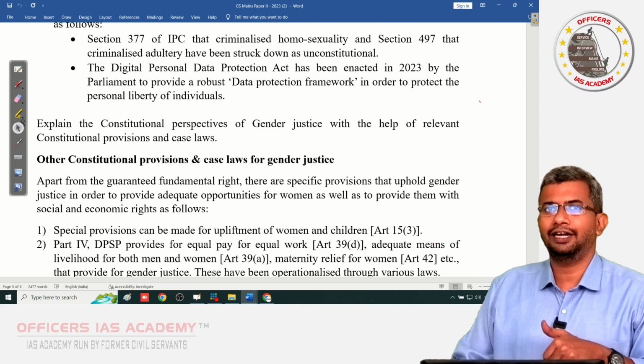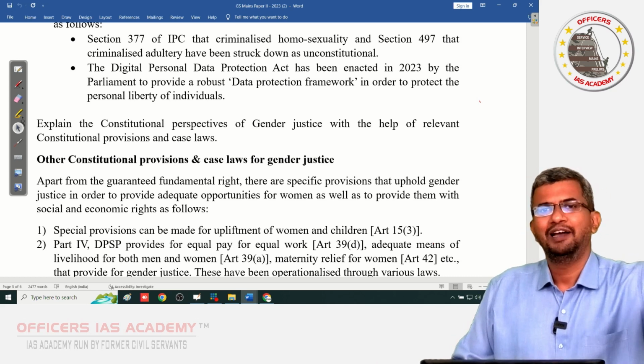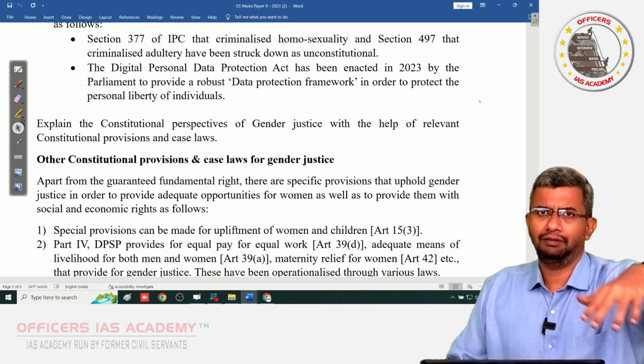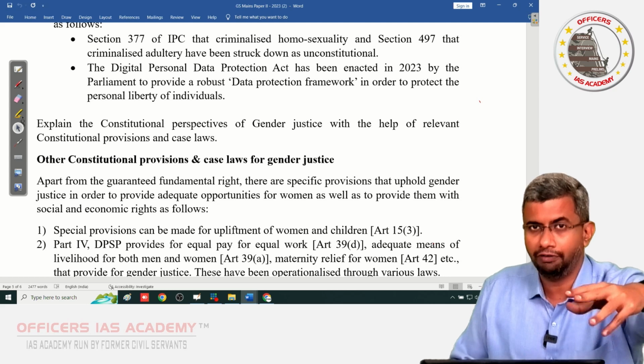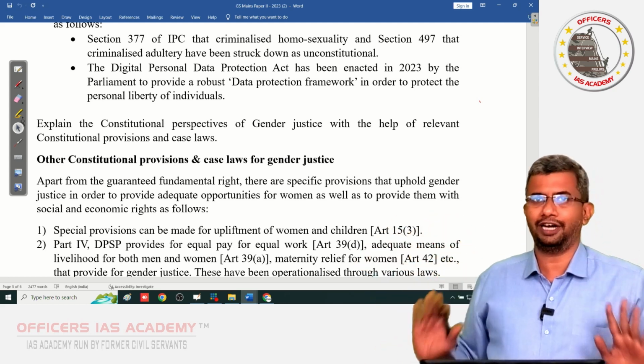Now in the model answer, I would have written that it has been passed because I prepared the model answer after the special session. But in the Mains, you could have written that there is a proposal or there is a discussion that Women's Reservation Bill will be soon enacted, which will also provide for gender justice. That can be the conclusion that you can write.